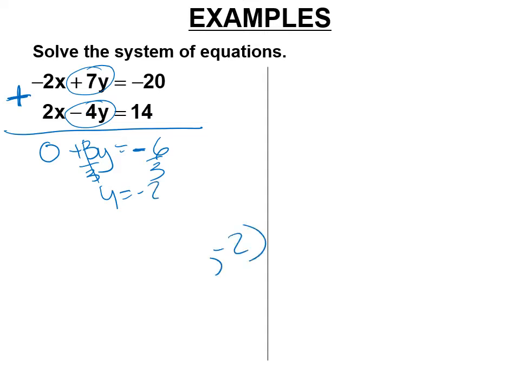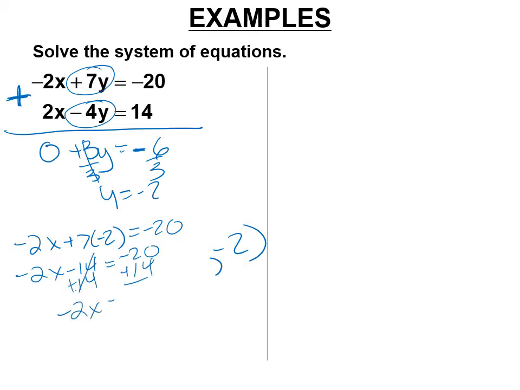We're not done. We got to also find the x coordinate. So we can put that negative 2 in either one. I'll put it in the top one this time. Either one gets the same answer because it's where the two lines cross. So we have negative 2x plus negative 14, which is minus 14. Let's just write that out. So we add 14 to both sides. Negative 2x equals negative 6. Divide by negative 2. And x equals positive 3. These lines cross at the point 3, negative 2.